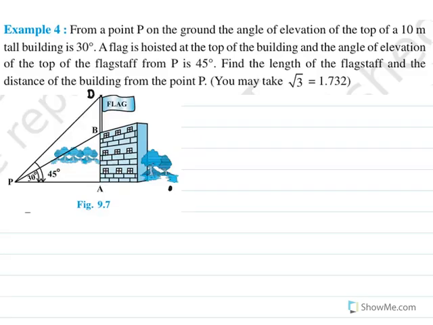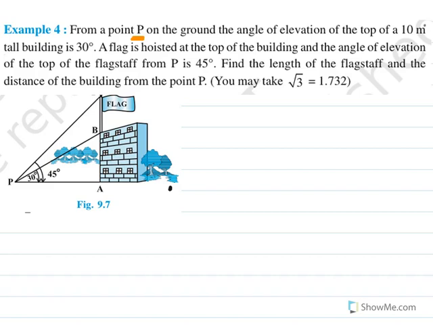From a point P on the ground, the angle of elevation of the top of a 10-meter tall building is 30 degrees. A flag is hoisted at the top of the building, and the angle of elevation of the top of the flagstaff from P is 45. Find the length of the flagstaff and the distance of the building from the point P. Let's mark the first part.